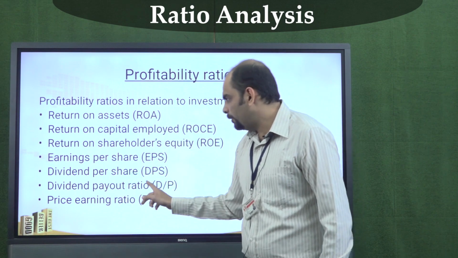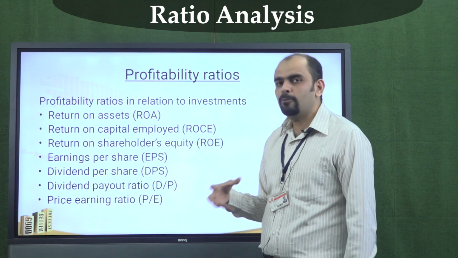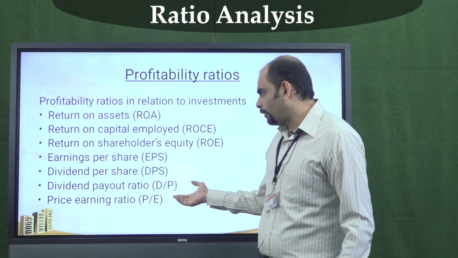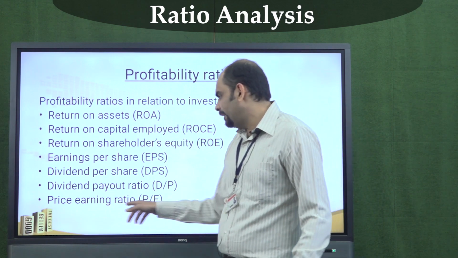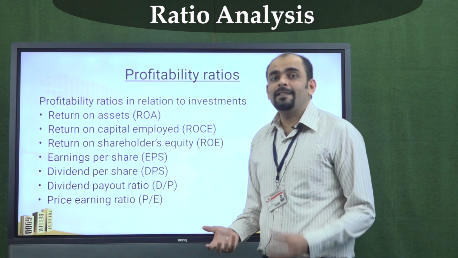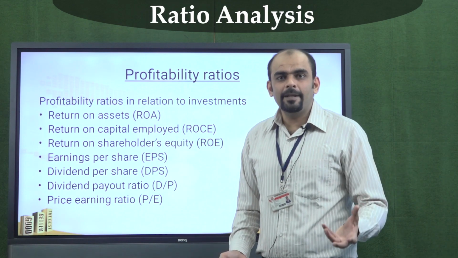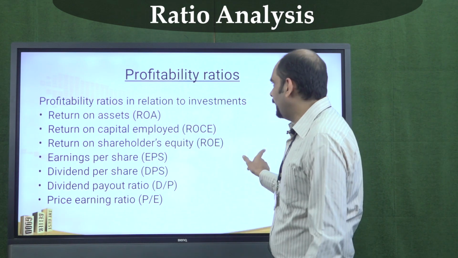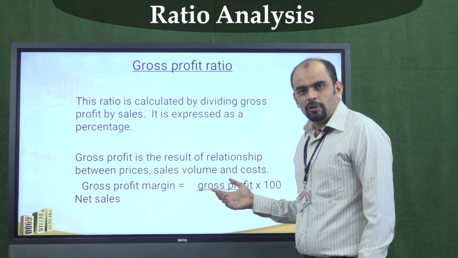Earning per share, dividend payout ratio, how much dividend is declared out of the profit, that is dividend payout ratio. And price earning ratio, as compared to price, how well the earnings are made by the shareholder. So that is price earning. So let's talk about gross profit ratio.